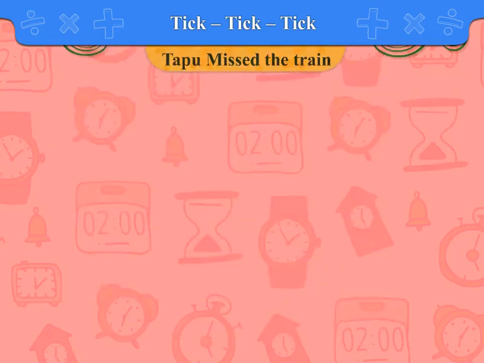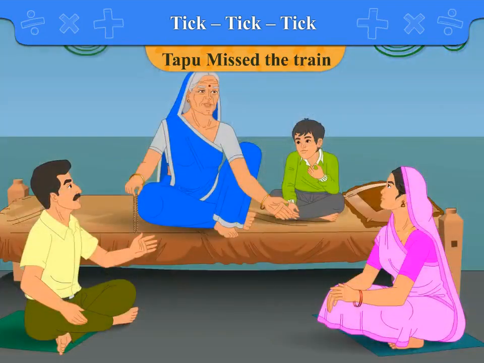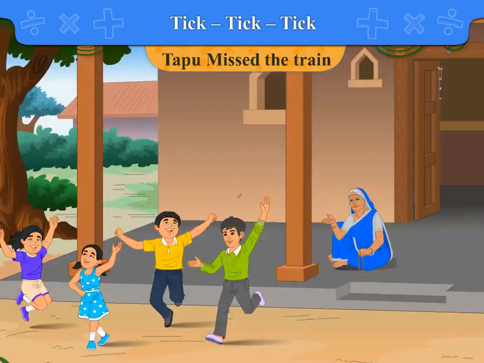Tappu missed the train. Tappu's school had closed for the summer holidays. He went to his grandmother's place. He met a lot of his cousins there. He was enjoying himself and didn't want to go back home.